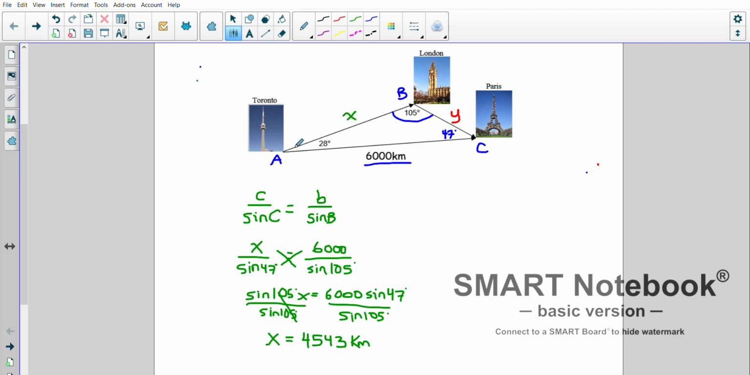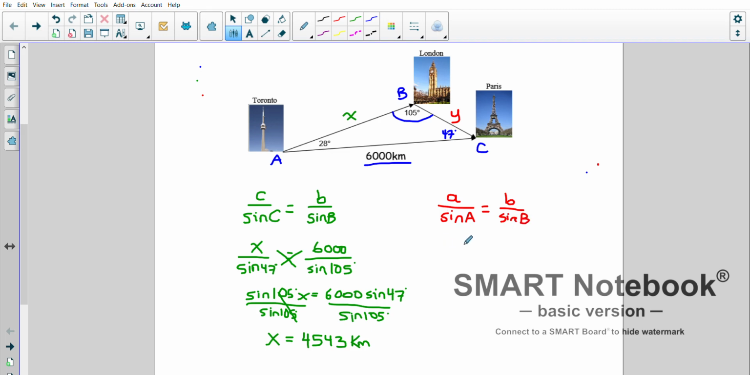So now I need to find out how long it is from London to Paris. And I'm going to do the exact same thing, except this time I want side Y. So side A, which I've labeled with a Y, side A over sine A equals, and again, I could use the information I just found. I'm going to use my given side and angle. So I'm going to use side B over sine B. And just like before, I'm going to fill in the information, cross multiply, and solve.